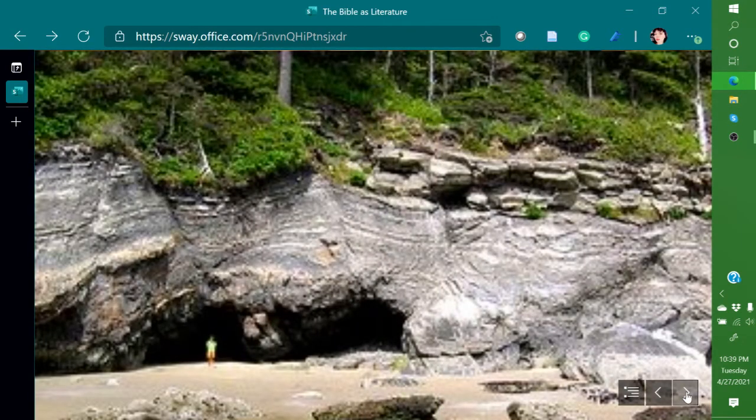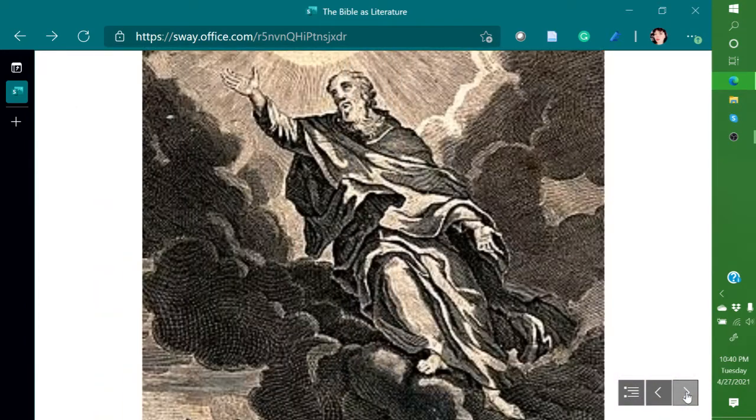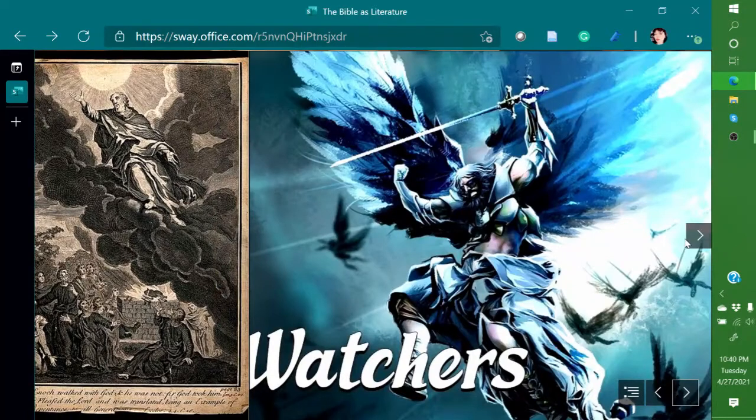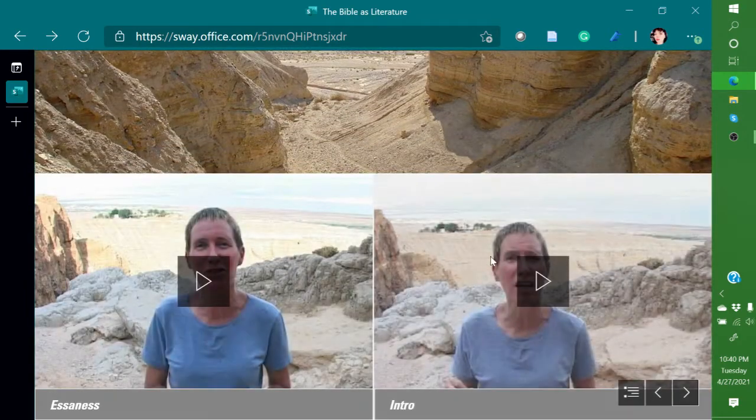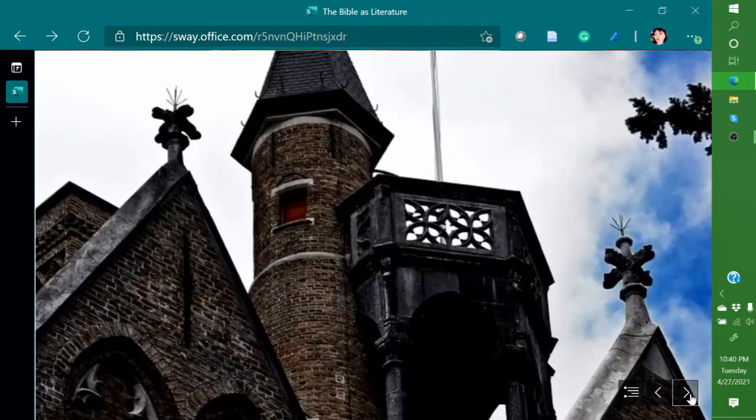This is where they found, this is where the Dead Sea Scrolls were found. These are also more imagery of the Watchers. These are the Watchers. This was the Giants. It's also the area of Qumran where the Dead Sea Scrolls were found. And this lady's pretty cool too, but we're gonna move right on past her.